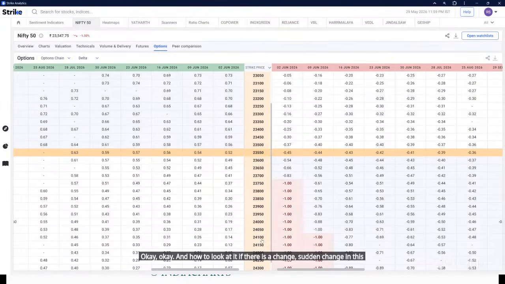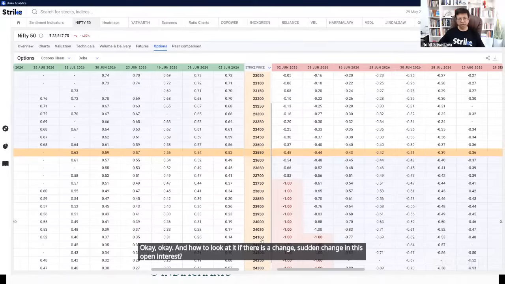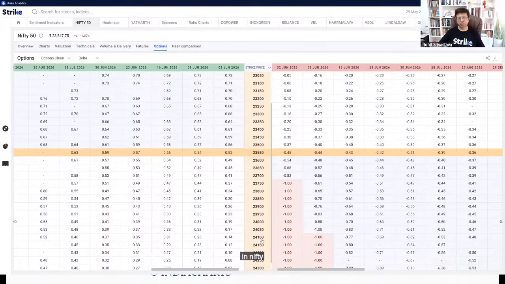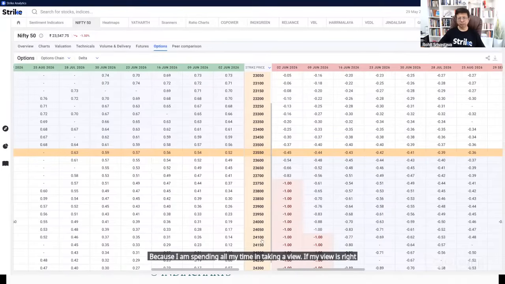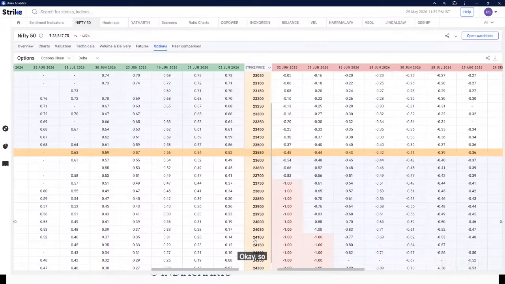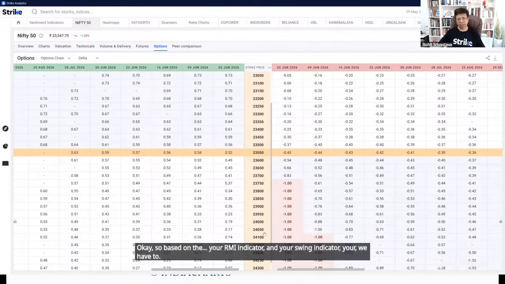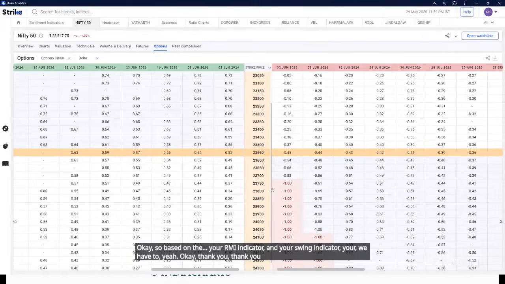In Nifty, change in open interest, I don't give so much importance, because I am spending all my time in taking a view. If my view is right, open interest तो अपने आप बदल जाएगा. So based on your RMI indicator and your swing indicator, we have to take the call. Okay. Thank you so much.